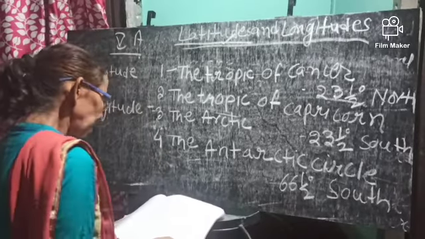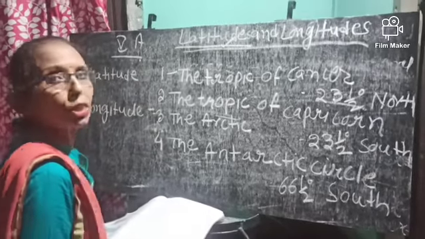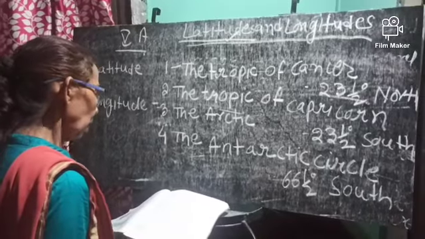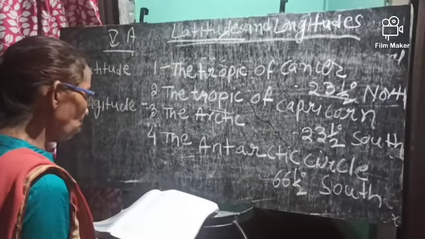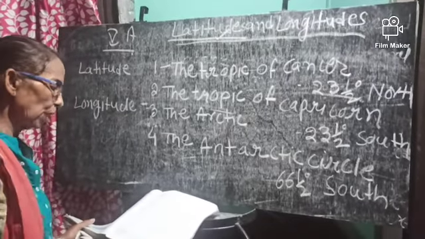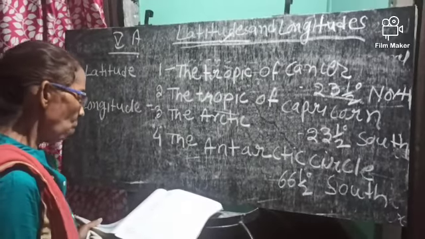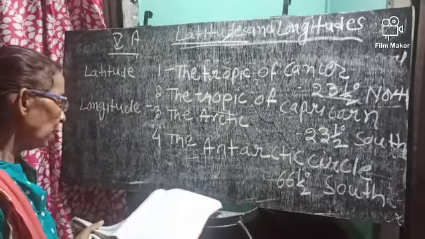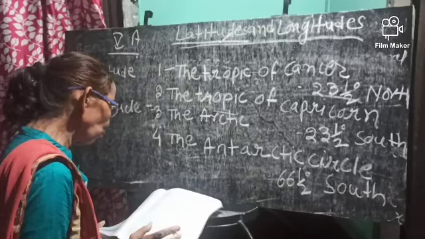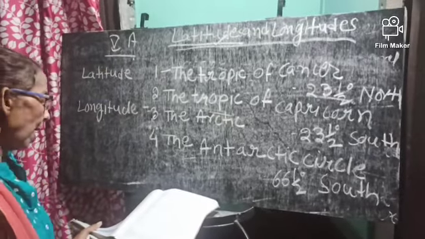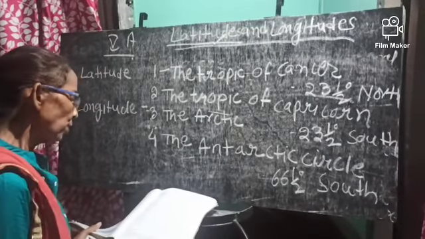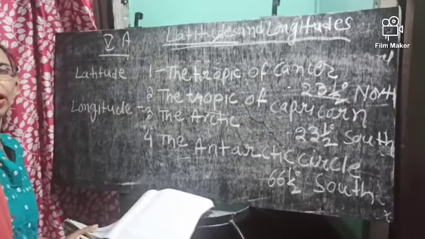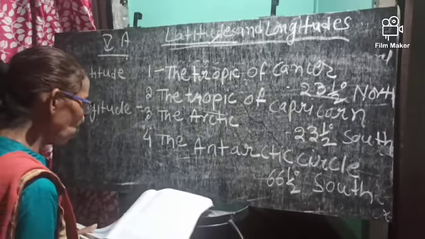Now we see the equator is the longest. As we move towards the north or the south, the lines go on decreasing and finally reduce to a dot at the pole. Thus there are 181 lines of latitude.